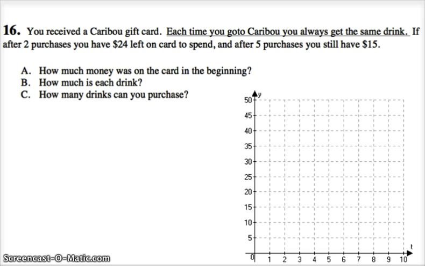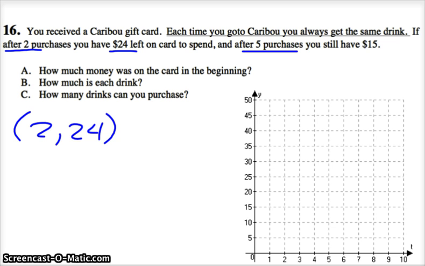drinks can you purchase? So the first thing I want to recognize here is that I have 2 ordered pairs or coordinates. The first thing I know is after 2 purchases, I have $24. And so that ordered pair would be 2 and 24. And then my next ordered pair would be after 5 purchases, we have $15. So my next ordered pair would be 5 and 15.